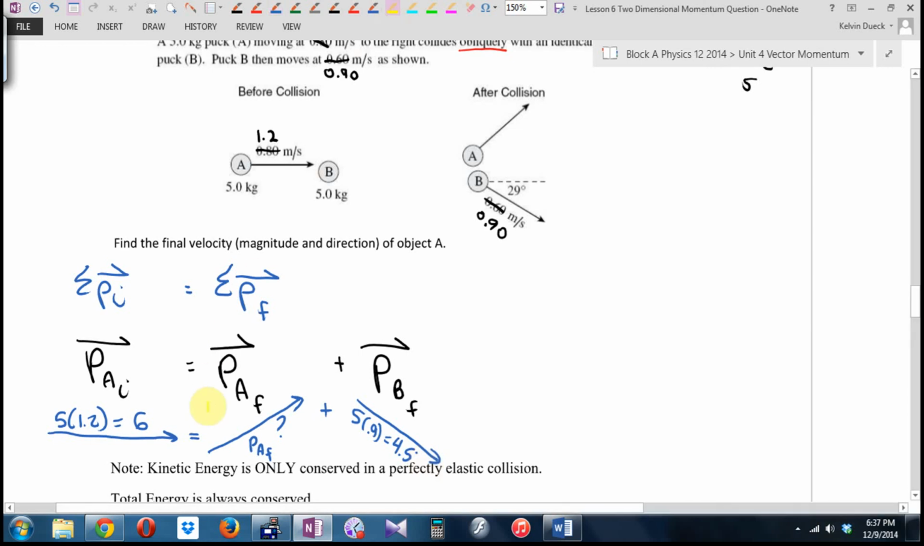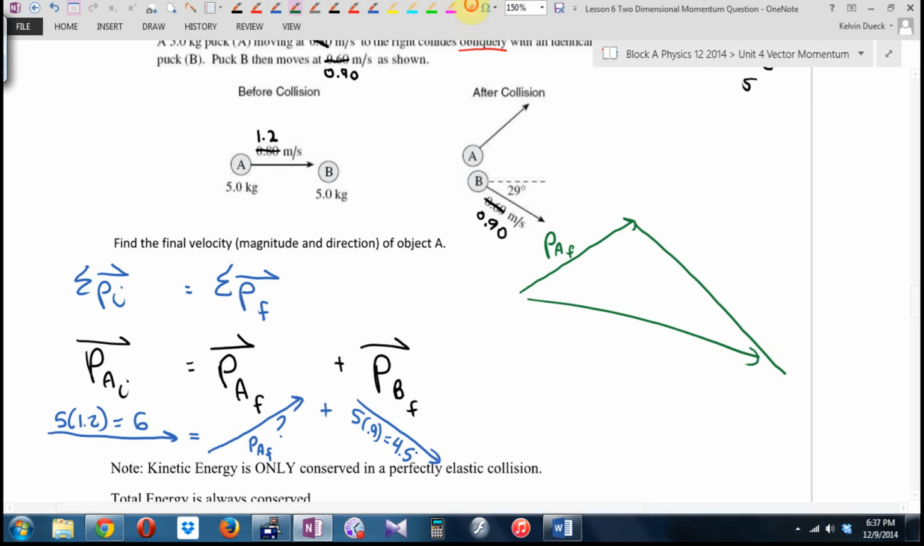Well, I can add these two together, tip to tail, and I know what the answer looks like. When I add this plus this, I'm supposed to get a horizontal line of 6. That's going to tell me how to draw this. I'm going to start out drawing mystery momentum A final. I'm going to then draw B, and I know not to draw it that far because that won't give me a resultant that's dead horizontal.